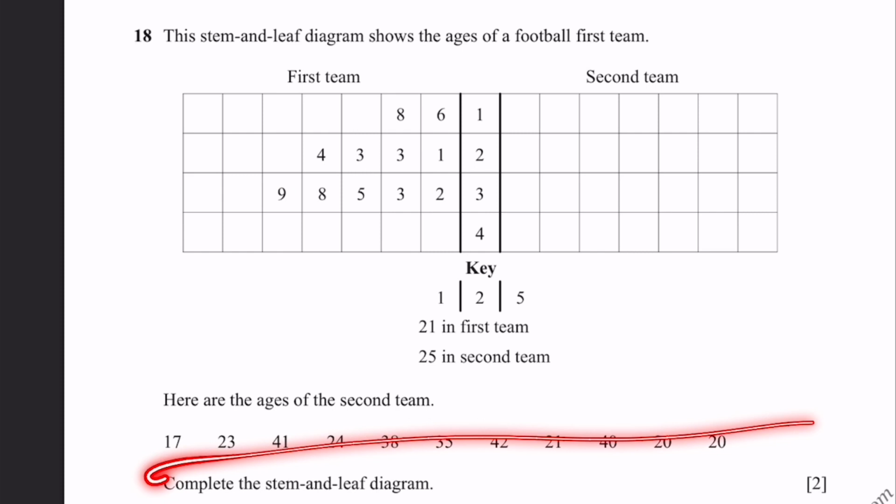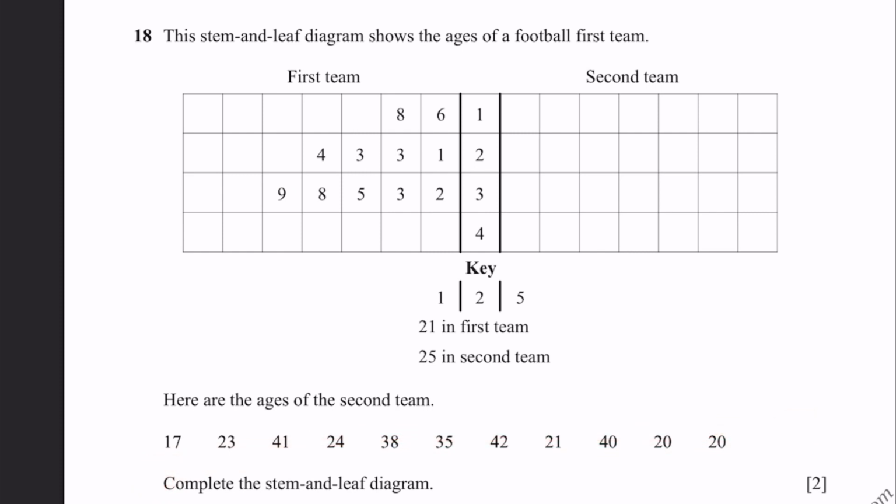So here are the ages of the second team. Complete the stem and leaf diagram. So we need to go smallest to largest. Smallest is 17. Next we have 22 times. So we had 0, 0 in the 2 column. We have 21, 23, 24. Now we can go to the 30s because there are no more in the 20s. So in the 30s we have 35 and 38. And now we can go to the 40s since there's no more in the 30s. So in the 40s, we have 40, 41, and 42. That's the answer. Question 19.